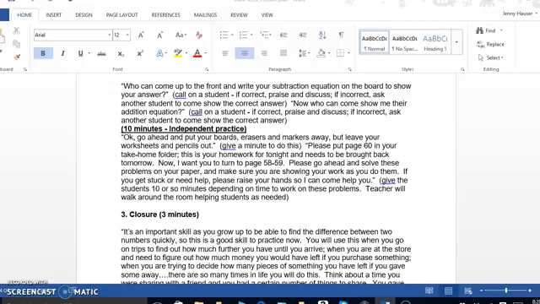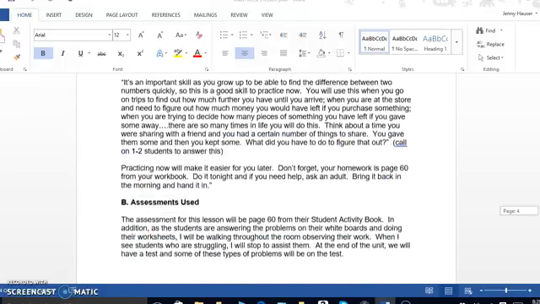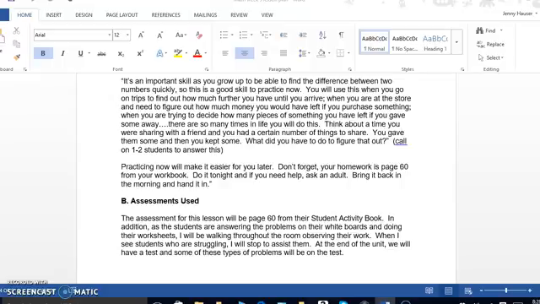To close the lesson, I'll remind them how important it is that as they grow, they know how to find the difference between two numbers quickly, so that gives them an idea of why they need to learn it now. I'll give them some examples of when they might use it, and then I'll give them some review of what we've done or some different problems to remind them of what we did.